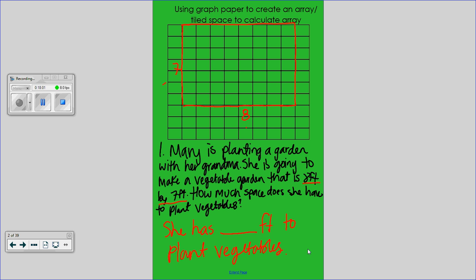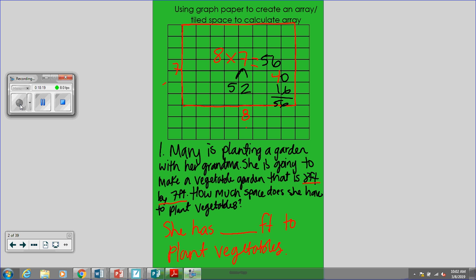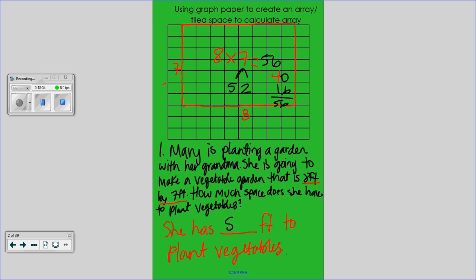What's going to be my equation? Write that in the middle. And then solve 8 times 7 and write the product in the middle of your box. How much space? We did our break apart math to figure out 8 times 7. How much space does she have available to her to plant her vegetables? 56 feet. She has 56 feet to plant vegetables.